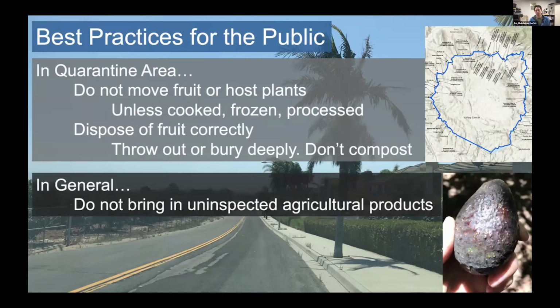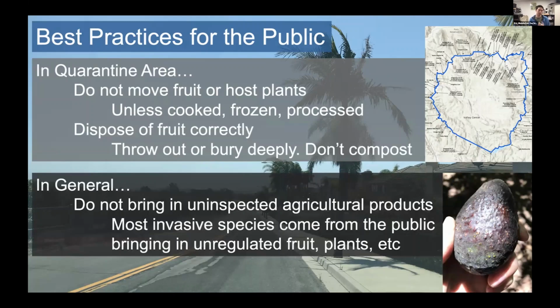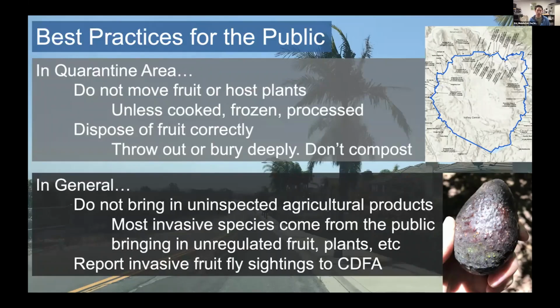And in general, something I always try to tell the public is, of course, don't bring in uninspected agricultural products, because that is how most invasive species come into the state. They come from the public bringing in unregulated fruit, unregulated plants, etc. That is why most of these infestations are not centered around commercial groves. They're centered around residential areas, because that is how they get in here. That's how they start. And the public, as well, should report invasive fruit fly sightings to CDFA.